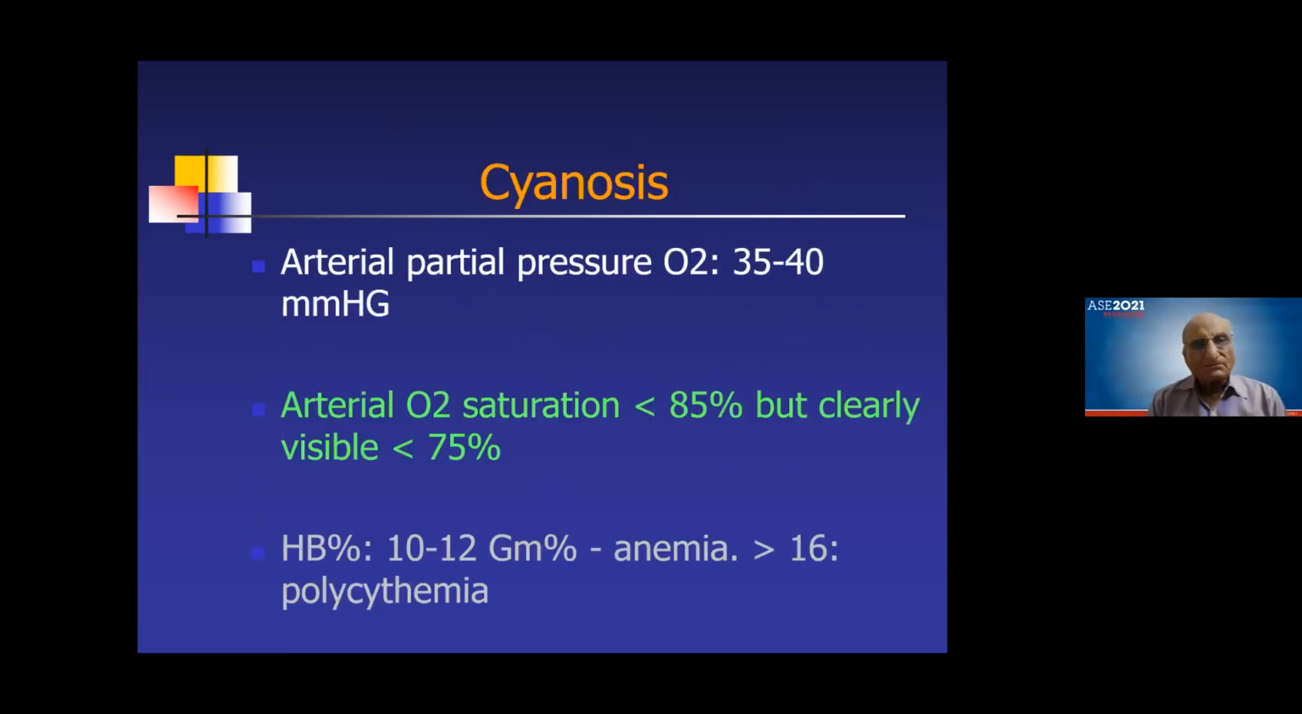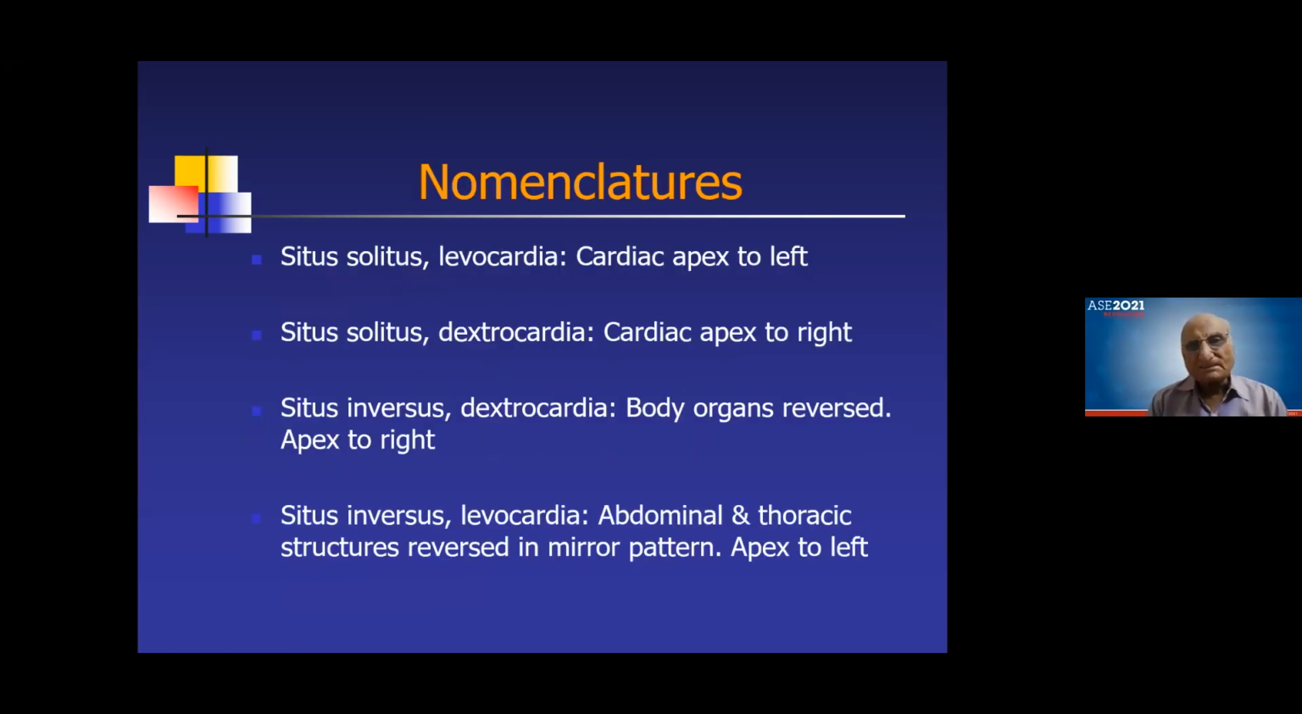Now, when do you say cyanosis? There are various definitions, but one of them is arterial oxygen saturation less than 85%, but it is barely visible when it is less than 75% or so. That is why, as I will let you know just now, seeing an arterial saturation is a part of any study of a congenital heart disease. So there are certain nomenclatures which you will have to know with practice.